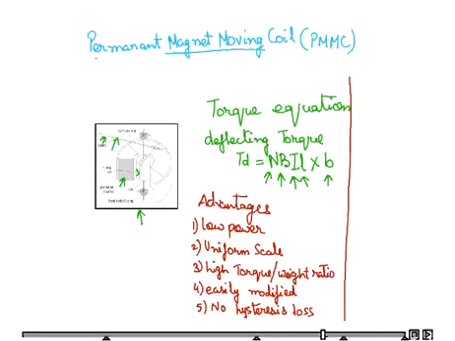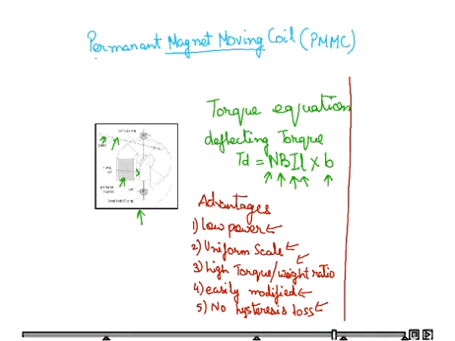Let's see the advantages of this. The first advantage is that it consumes less power. The second is that it has a uniform scale. Third, it has a high torque to weight ratio. It can be easily modified and there is no hysteresis loss.